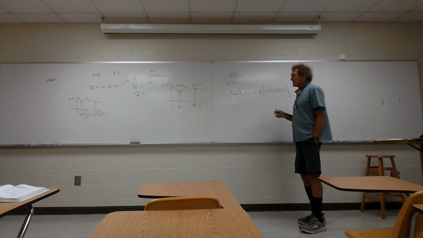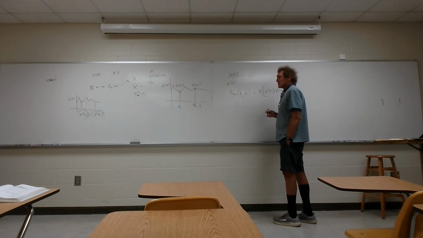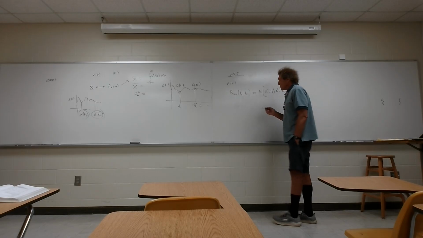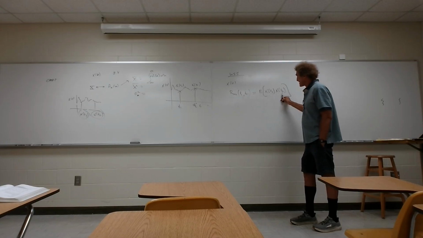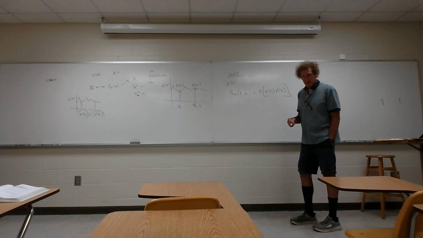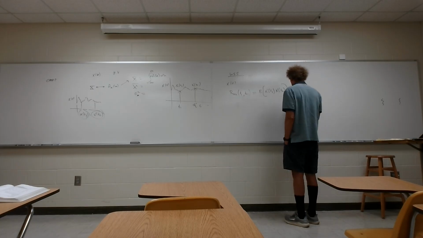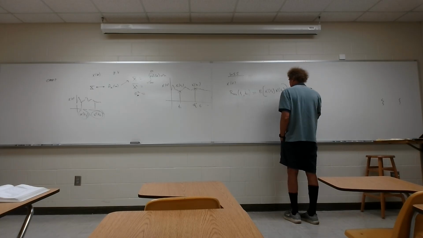Now, typically t1 and t2, if they're a constant value, then x at t1 would have a density function, x at t2 would have a density function, right? But the way that's normally written is this.